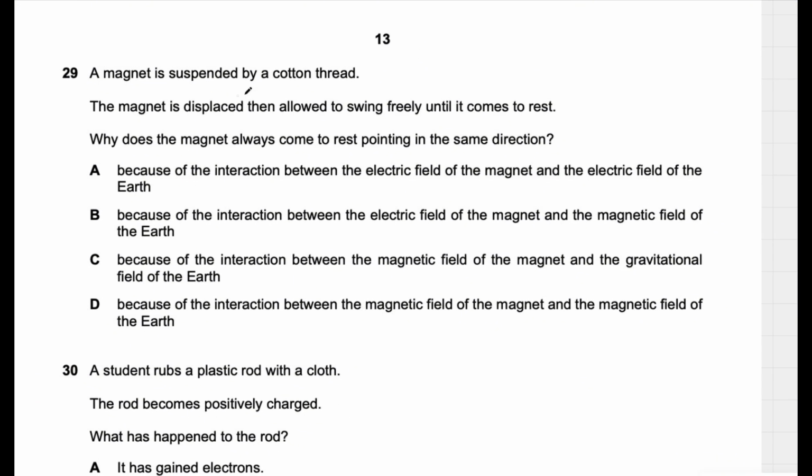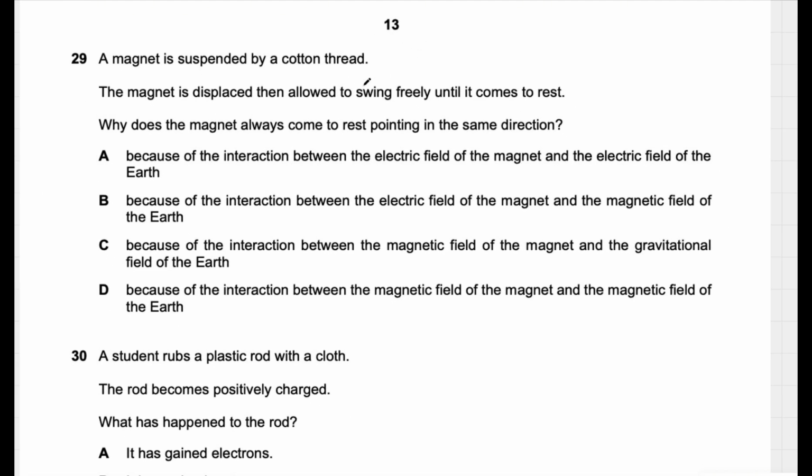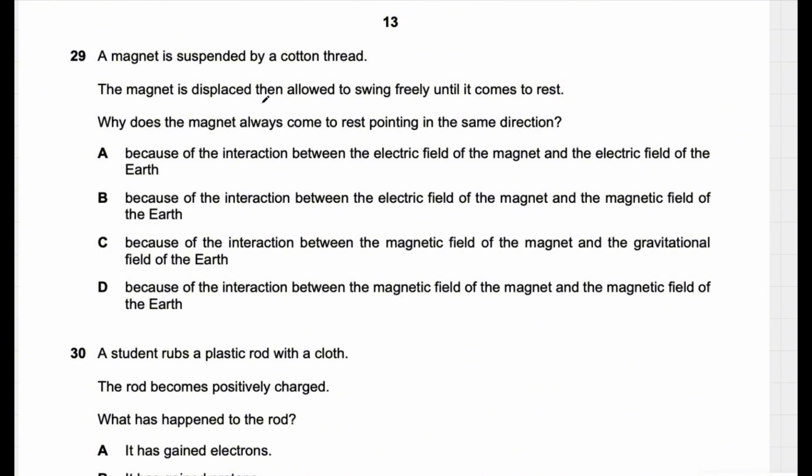A magnet is suspended by a cutting thread. Now the magnet is displaced, then allowed to swing freely until it comes to rest. Why does the magnet always come to rest, pointing in the same direction?